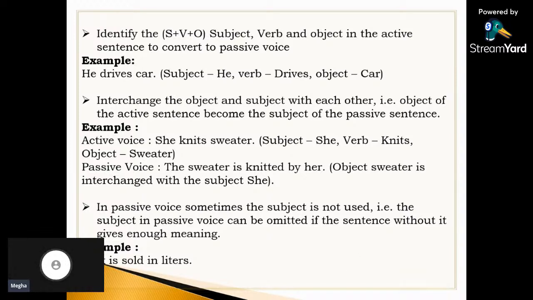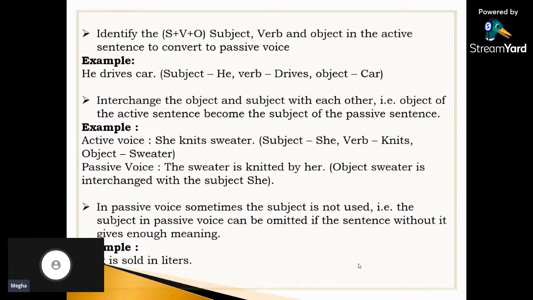Okay, they have given one more example. He drives car. So it is an active voice. So he is the subject, drives is the verb, and car is the object, correct? So when you interchange the object and subject with each other, that is, the object of the active sentence becomes the subject of the passive sentence. See, you don't have to get confused with that. You just have to change it as car is driven by him. That will be the converted active voice to passive voice statement. Okay, the car is driven by him, it can be changed as such.